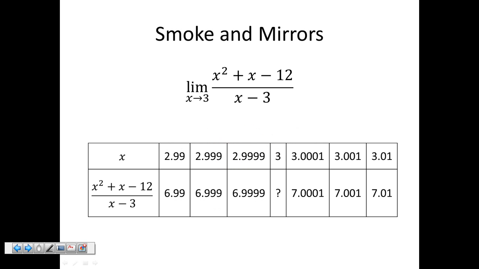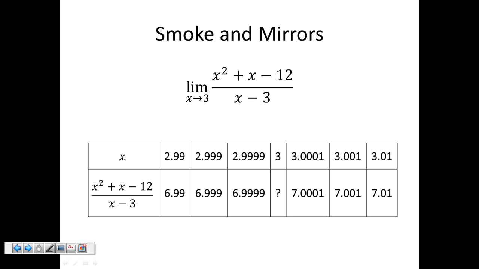Now I can verify this if I actually do a table. If I ask you to do a limit on a test and you have no clue what to do, make a table. You can always make a table to solve a limit. If you approach from the left, everything is approaching 7: 6.99, 6.999, 6.999999999. It's getting close to 7. If you approach from the right, 7.01, 7.001, 7.000000001, it's approaching 7. So the table confirms that this limit is equal to 7.